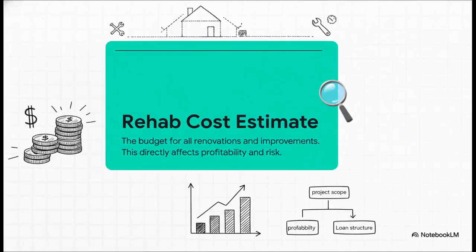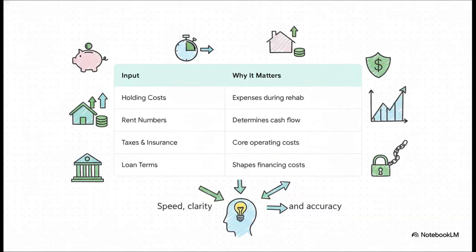Then, of course, there's your rehab cost. This is your budget to get the property to that ARV. Let's be real, almost every deal needs some work. And this number is going to directly impact your profit, how big of a project you take on, and even the kind of loan you get. And here are the other key pieces of the puzzle you'll always need. We're talking about holding costs, what you pay while you're renovating, the potential rent you can collect, the local property taxes and insurance, and, of course, your loan terms. Getting these few things right is the secret to getting fast, clear, and accurate answers.